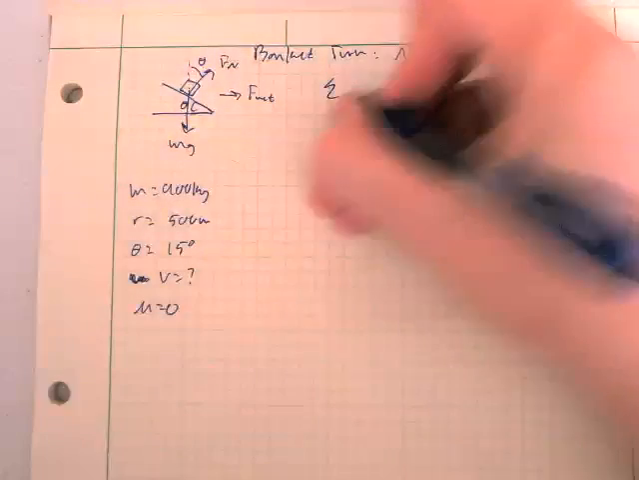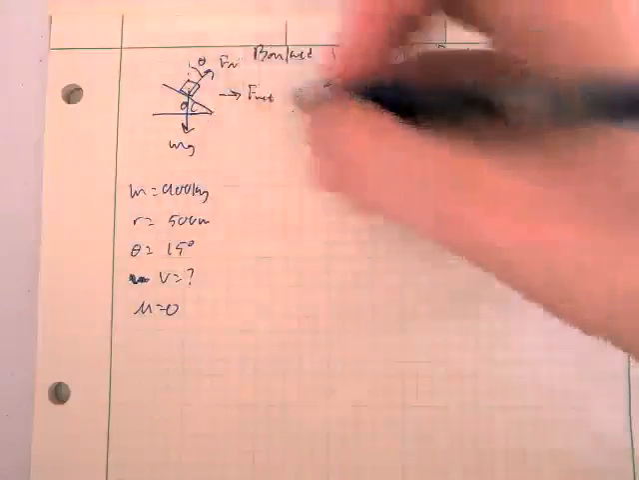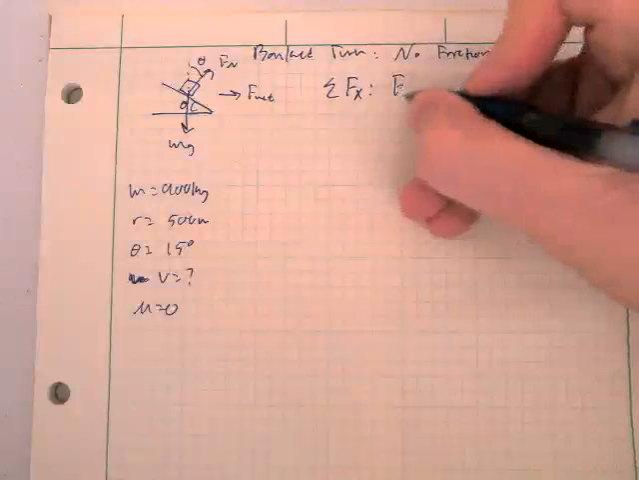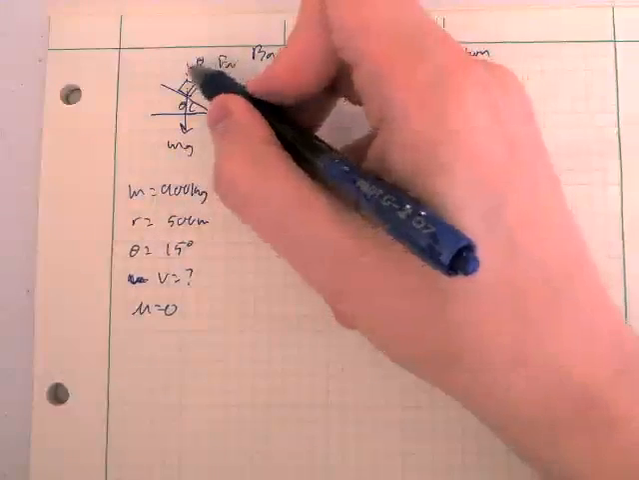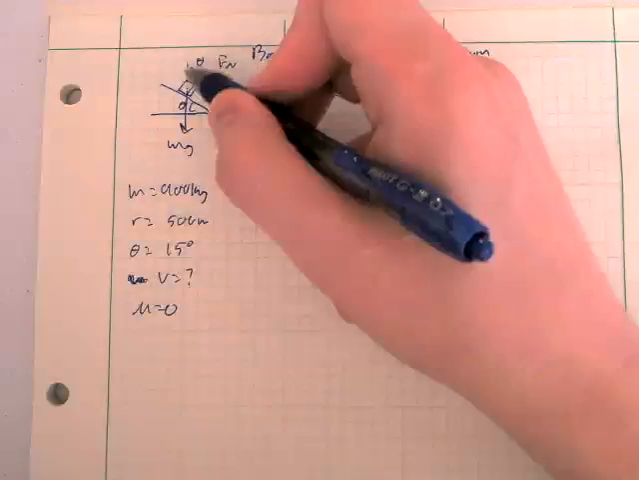So if I add up all my forces in the x direction, what do I get? In the x direction, there is an x component of the normal force. So that's Fn times, with this angle theta here, the component opposite the angle, this side.